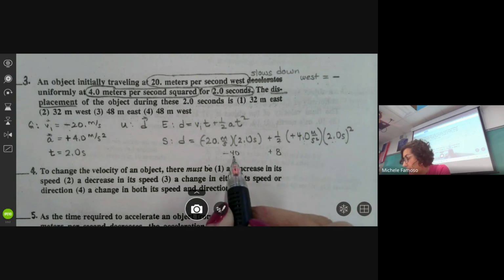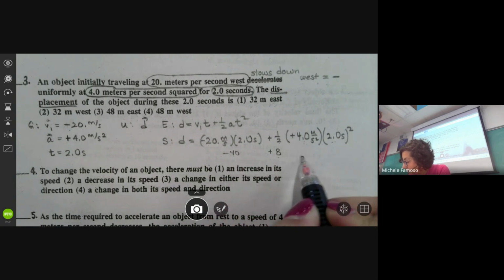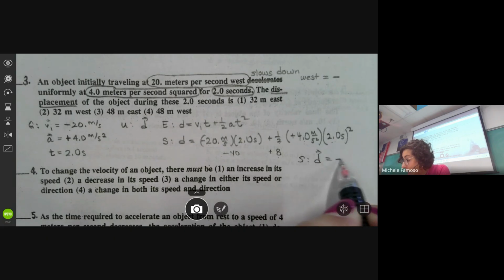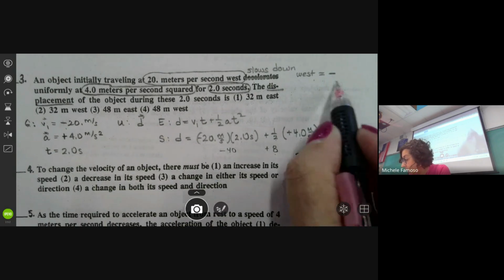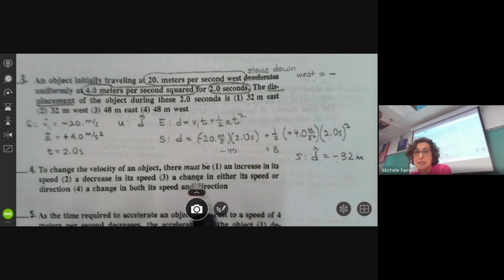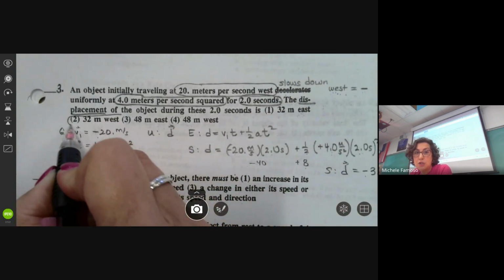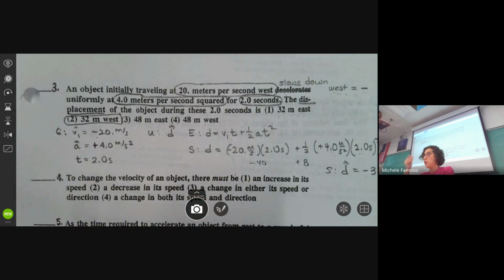What do you get when you add negative 40 to positive 8? You get negative 32, and this is meters. What does that negative sign mean? It means west. So there is my answer, 32 meters west, choice 2.